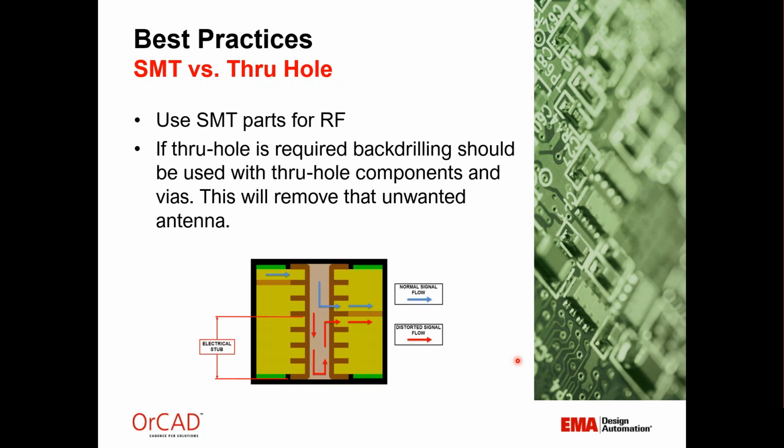But if through-holes are required, back drilling should be used. With a through-hole component and the vias, that back drilling will remove unwanted antennas. Stubs on the vias and through-hole pad stacks are just as bad as that copper thieving and those copper islands we were just talking about, because they become unwanted antennas.